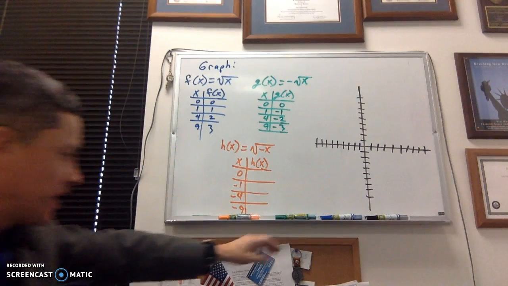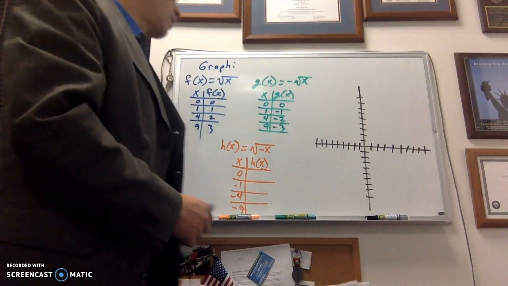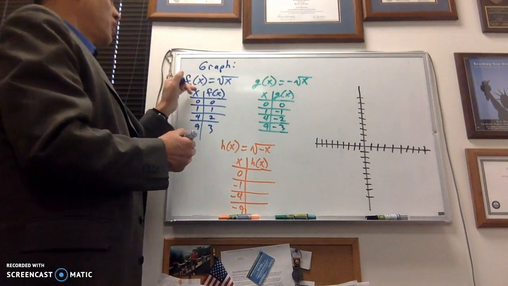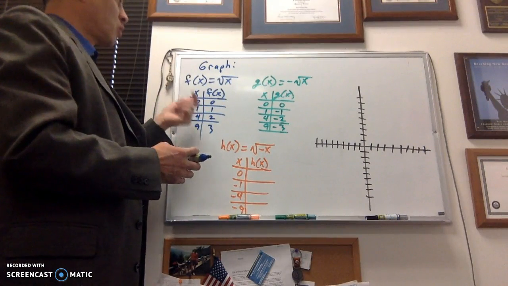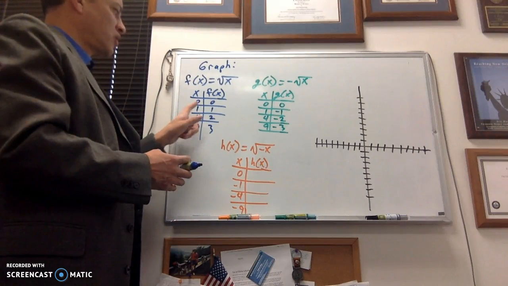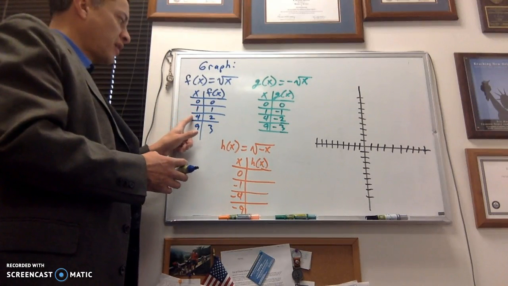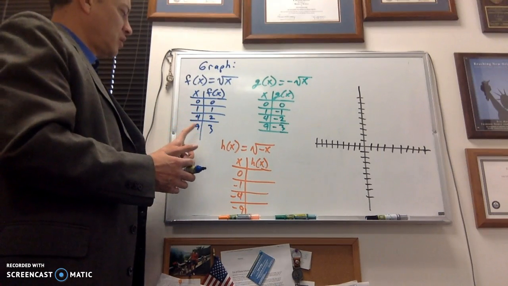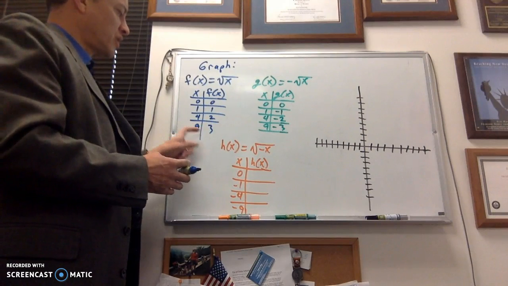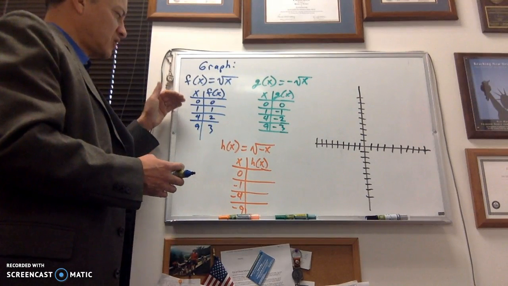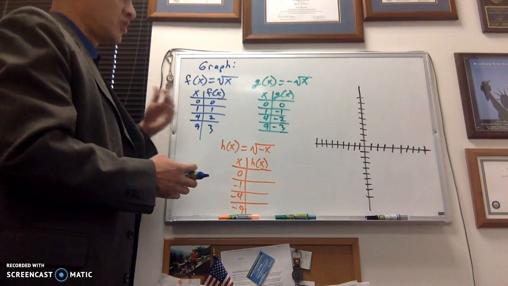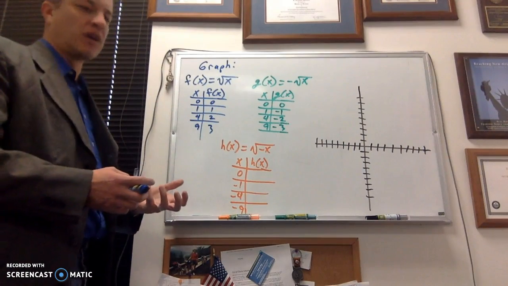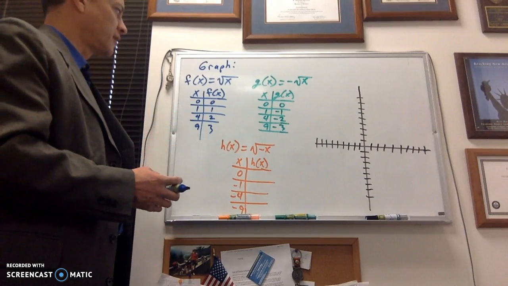So first let's take a look at what I call the base graph, okay? This f of x equals the square root of x. So if x is 0, the square root of 0 is 0. If x is 1, the square root of 1 is 1. If x is 4, the square root of 4 is 2. If x is 9, the square root of 9 is 3. So notice on my x's, I didn't just keep going 1, 2, 3, 4, 5, 6, and so on, because I wanted perfect squares. That's why I skipped to 4 and 9 here.